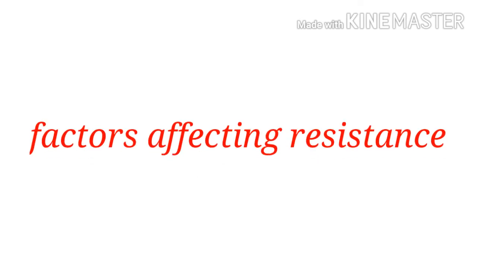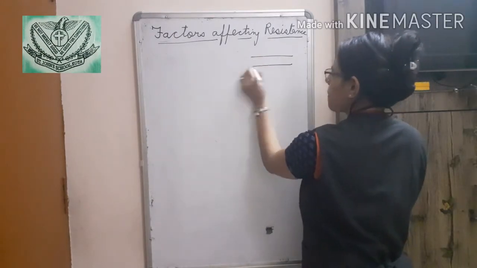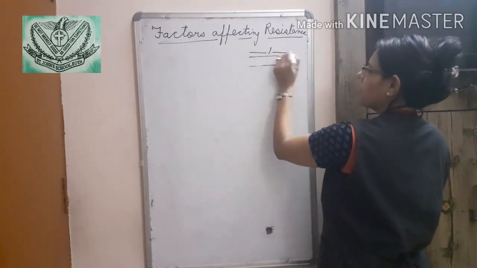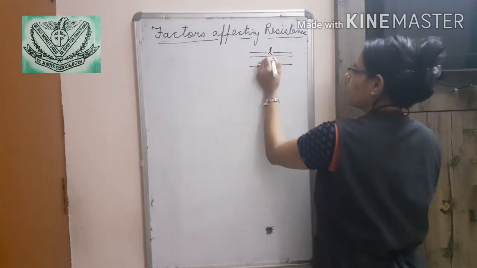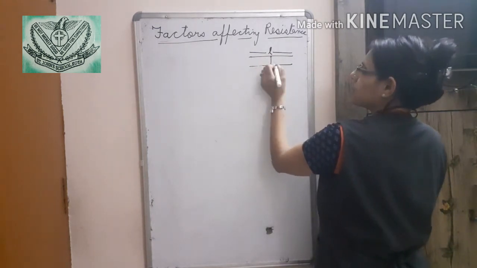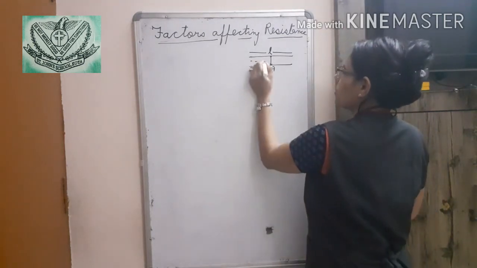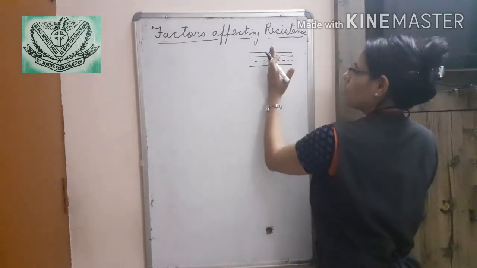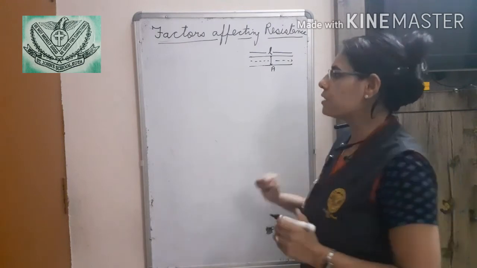Factors affecting resistance. So I am making here one wire. In this wire, the length is L. The cross section area is this, indicated by A. Current is flowing in this wire. So perpendicular to the current, this area is the cross section area of this wire.